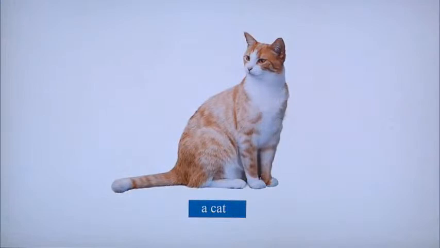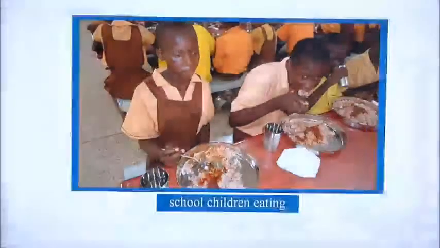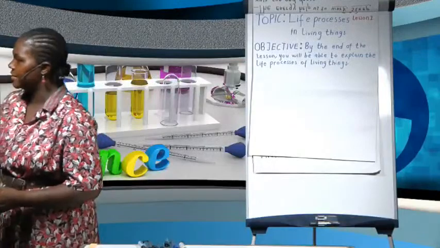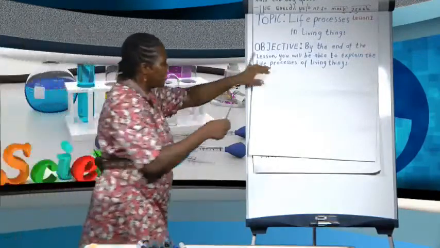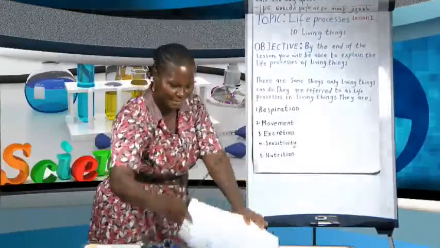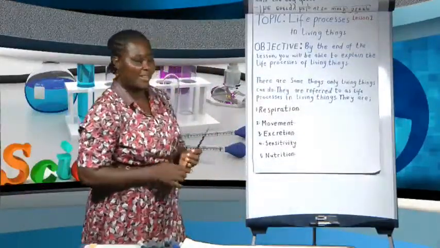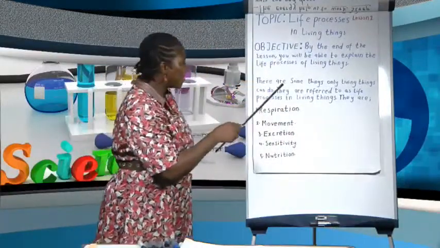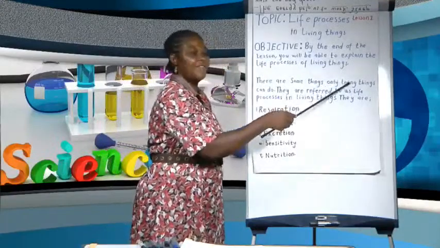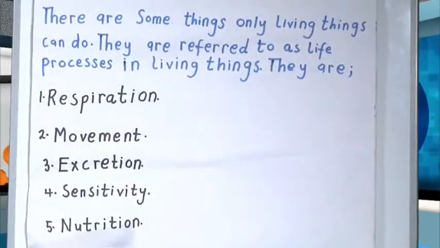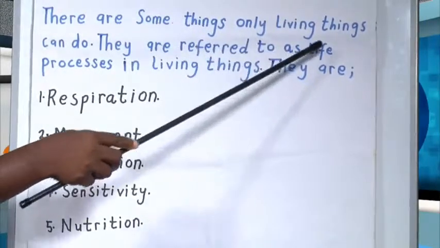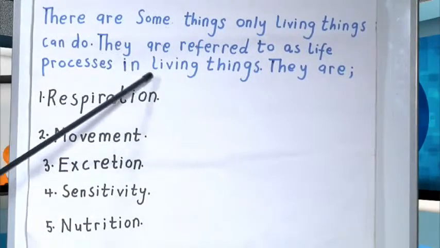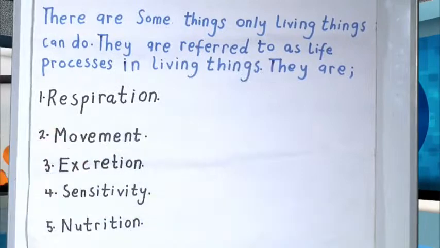Now let's go to another picture. Yeah, these are what? Human beings, as we can see. Now let's go to our board. As we said, life processes in living things. There are some things only living things can do. They are referred to as life processes in living things.